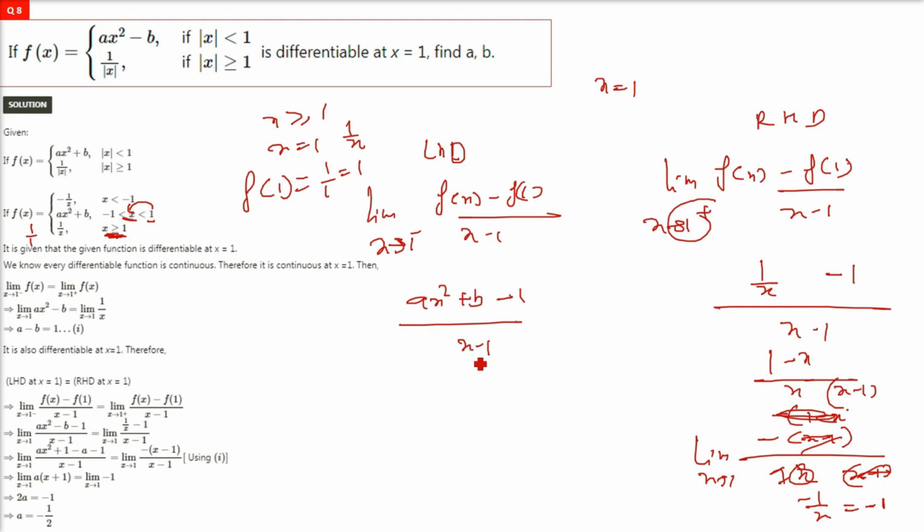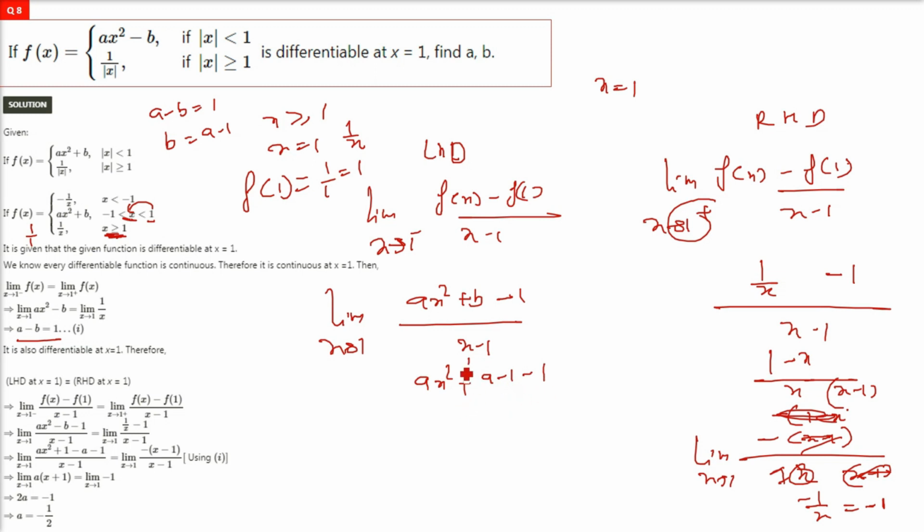The left hand derivative, we have ax square plus b minus 1. Now we have to get something in the numerator so that x minus 1 gets cancelled. But we are not getting it. Why not take the advantage of what we found in the first discussion? When we were doing the continuity, we already found a minus b equals 1. Remember? So this b can be written as a minus 1. In place of b, you can write a minus 1, and minus 1 is already there.